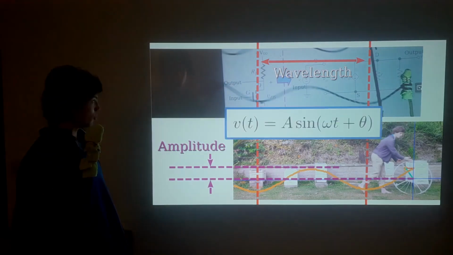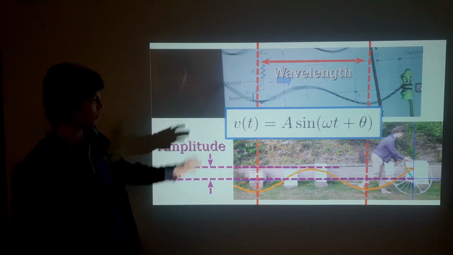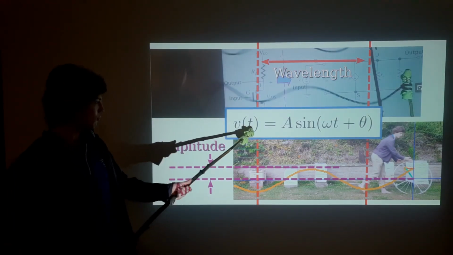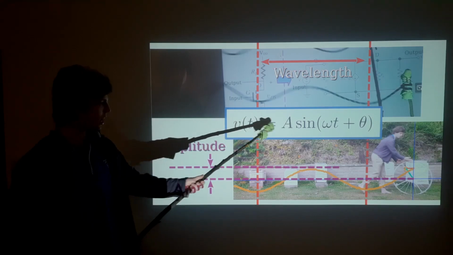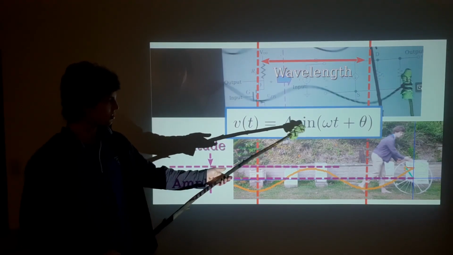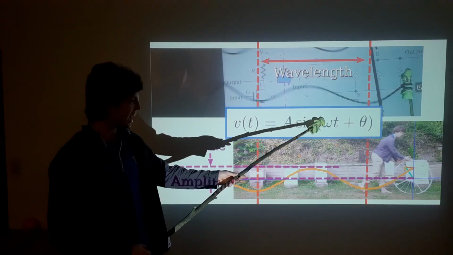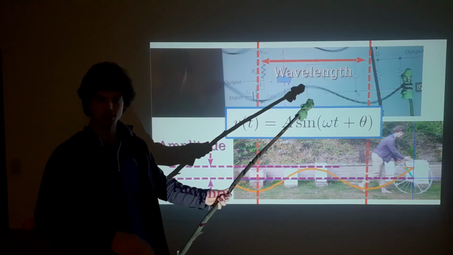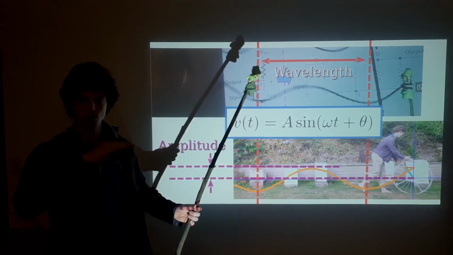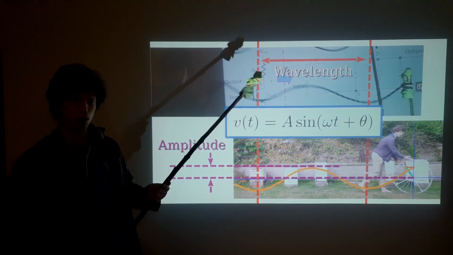From a mathematical point of view, we can express both of these waves as something like this, where we have the wave as a function of time is equal to its amplitude times the sine of an angular frequency, omega. That's the frequency, the number of cycles per second, multiplied by 2 pi.